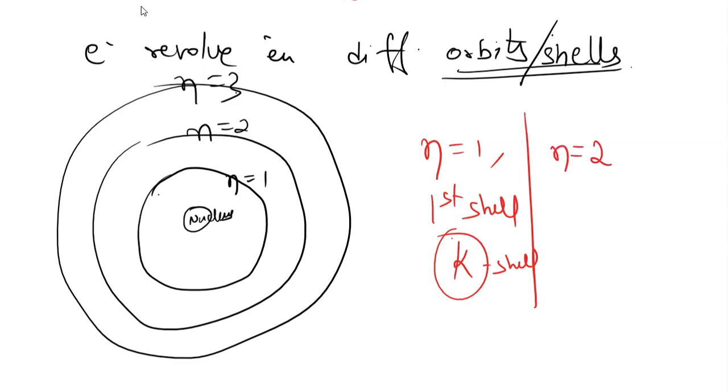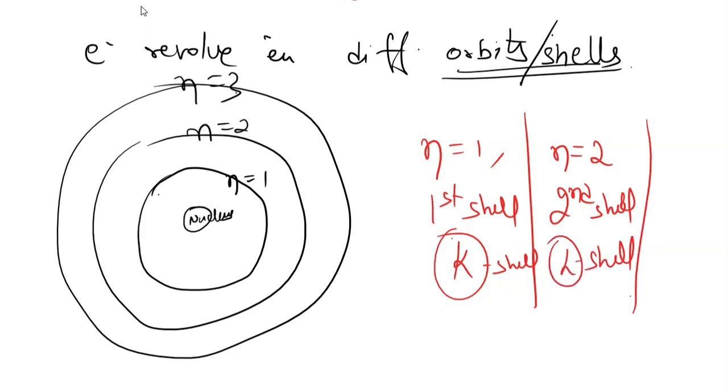Similarly, if I say n is equal to 2, that means it represents the second shell, and we can also call it the L shell. Either you say n is equal to 2 or L shell, it means the same. N is equal to 3 is named the M shell. N is equal to 4 is named the N shell.